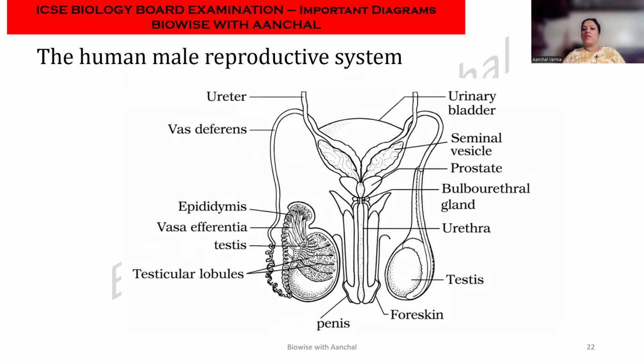Then the male reproductive system, remember the order: seminal vesicle, prostate gland, and bulbourethral gland are in order. Okay. Then you have the testis, through which the vas deferens rises. It goes in front of the urinary bladder, right? And they have a common opening, that is the urethra.